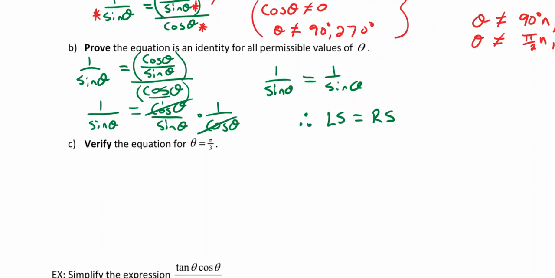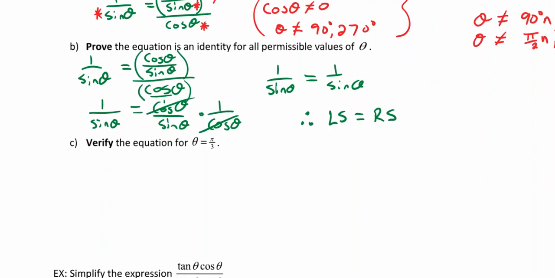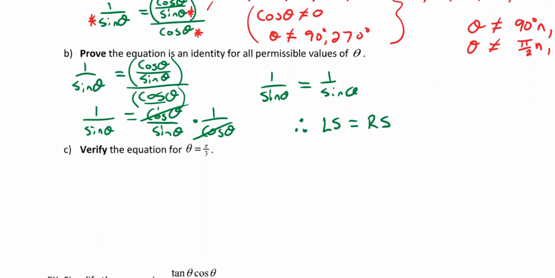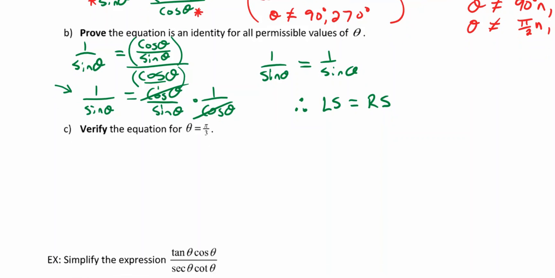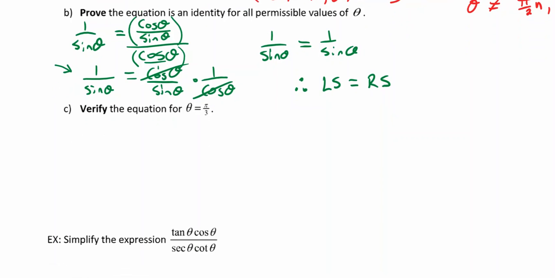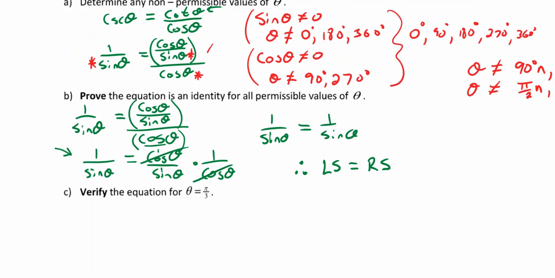All right, now verify the equation for an angle of pi over 3. So again, what I'm going to do is plug pi over 3 into this side and into the original equation, tell you the truth. I'll show you what I mean. And then we're going to see if those two numbers actually end up being the same. So let's write out our equation again. That would be cosecant theta is equal to cotan theta over cos theta.